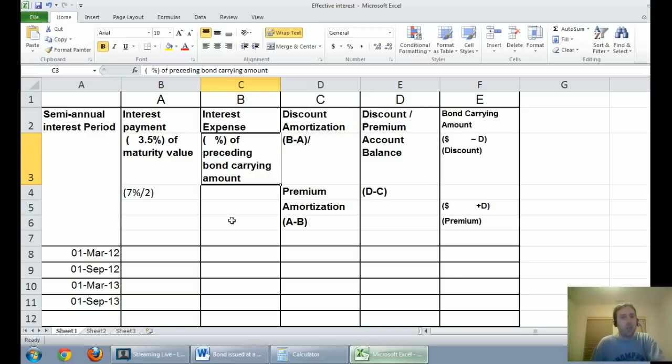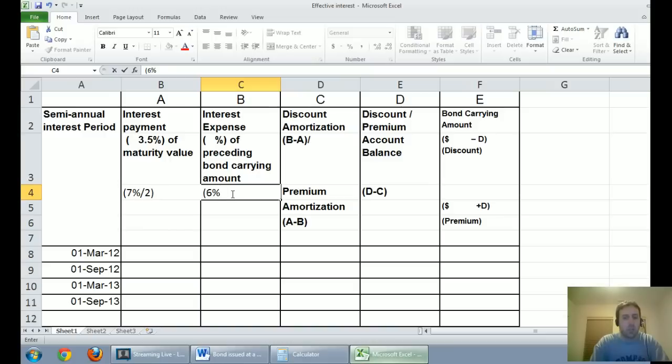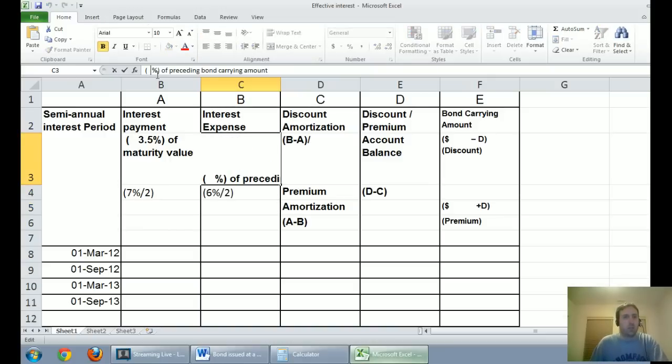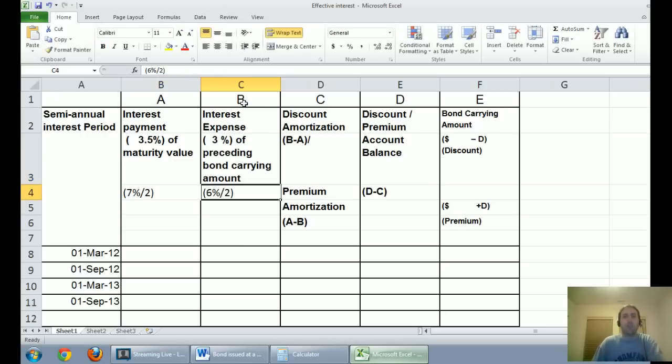Our interest expense is based on the market rate of interest. You'll recall the market rate here was 6%. And again, I do the same kind of math, 6% divided by 2, and that equals 3%. So I'll fill that number in there.